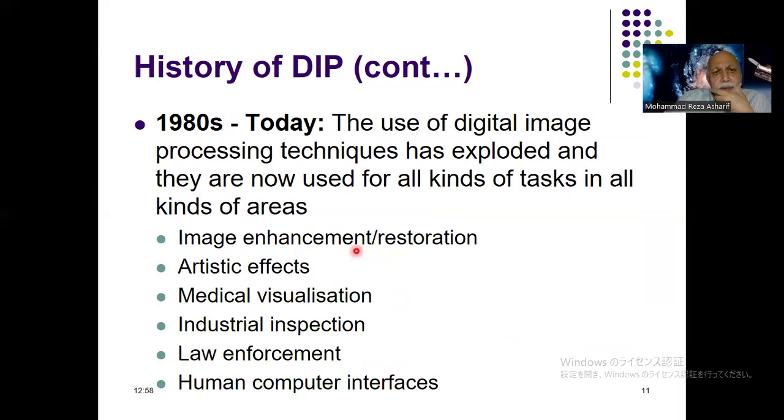In the 1980s and today, digital image processing techniques have exploded, and they are now used for all kinds of tasks in all kinds of areas. Now I will start with some applications. For instance, image enhancement and restoration. Enhancement is different from restoration, and I will explain later what each is. Then artistic effects, medical visualization, industry inspection.